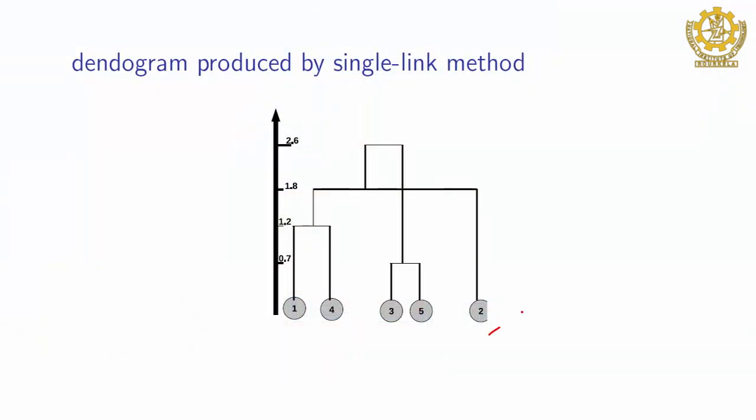So, in the last class we talked about the single linkage hierarchical clustering approach. Basically, this hierarchical clustering approach produces a dendrogram. A dendrogram is nothing but a tree-like structure, as shown here. You can see, in the last class we talked about there were 5 points, okay, and then we formed the clusters.